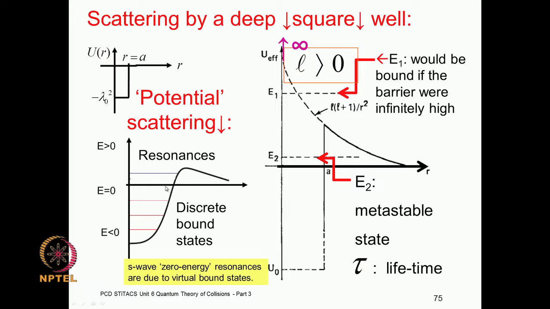If you remember, we talked about resonances earlier in S wave scattering, and in S wave scattering, those were coming because of the virtual bound states. Okay, so, resonances can be because of very many different reasons. So, the S wave resonances that we talked about in the context of Levinson's theorem and so on, those were coming because of zero energy resonances. They were because of the virtual bound states, which we often called the half bound states. Okay? But that was not because of a potential shape.